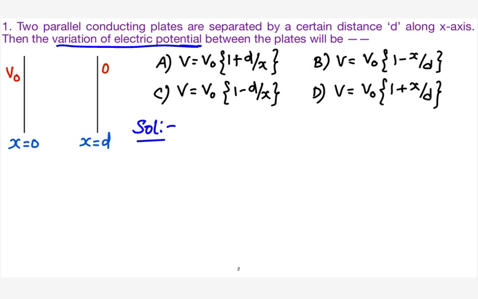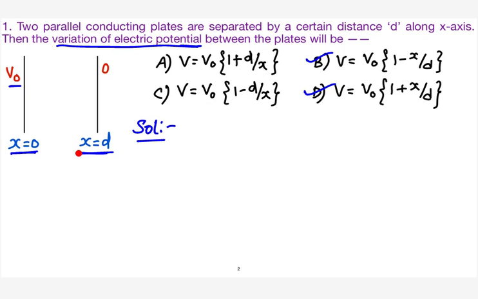So at x equal to 0, the plate has a potential of V naught. So in the options, you put x equal to 0, and you should get V equal to V naught. Can you figure out which options? So the first condition, x equal to 0, our potential has to become V naught. Which option is satisfying? B and D both are satisfying. Now, what is the next condition?